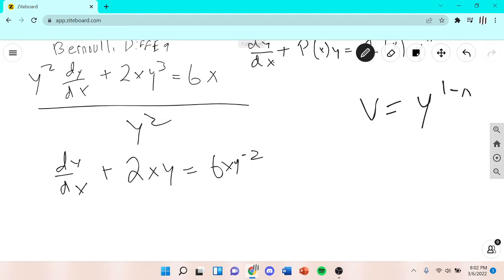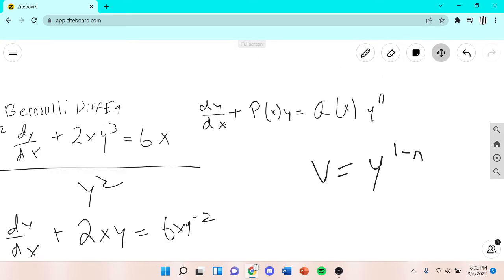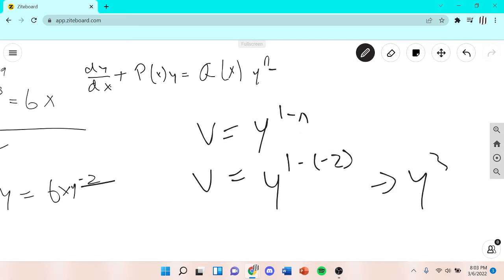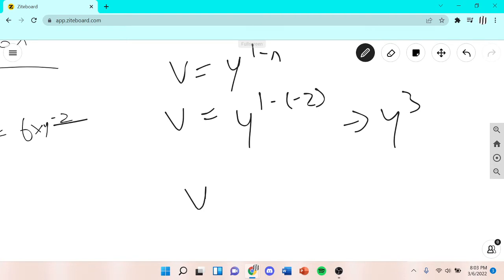We're going to call this y to the 1 minus n. It will make sense why we do y to the 1 minus n, because there's going to be a lot of canceling out, and we'll get to the linear first order differential equation, which I outlined in the previous video, where we can use the integrating factor. Our n here, since we have y to the n, is negative 2. So v is equal to y to the 1 minus negative 2, that's y to the third. Now to solve for y, we take the cube root of both sides, so y is v to the 1/3.